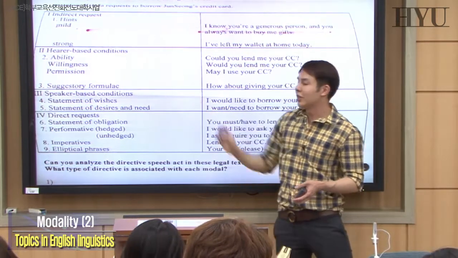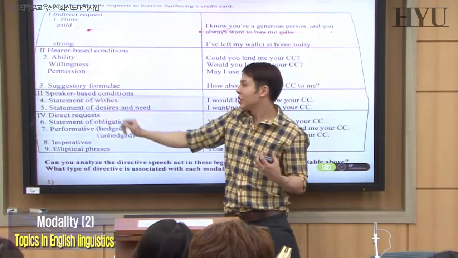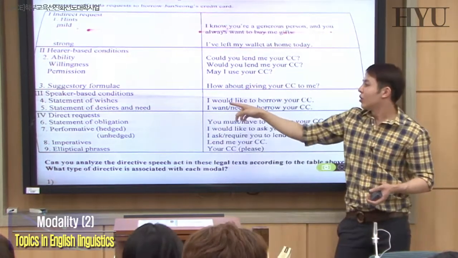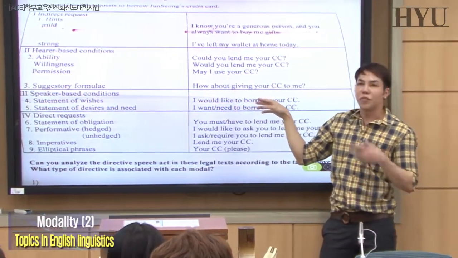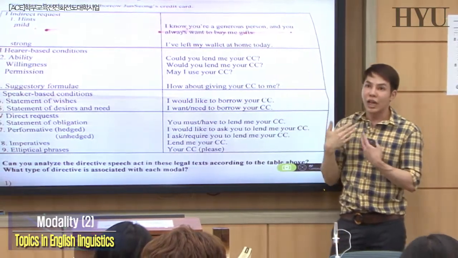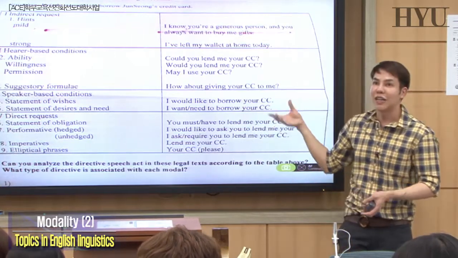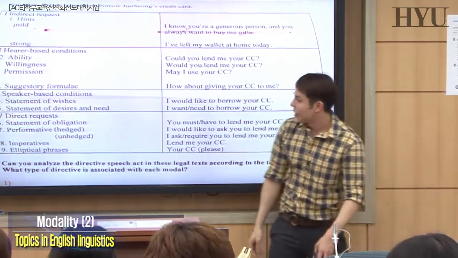Or you can focus on yourself by talking about your wishes or your desire and needs. So you can see that you focus on yourself. I would like to, or I want, or I need to, right? So that's your focus. So if he consents, he would lend you the credit card.